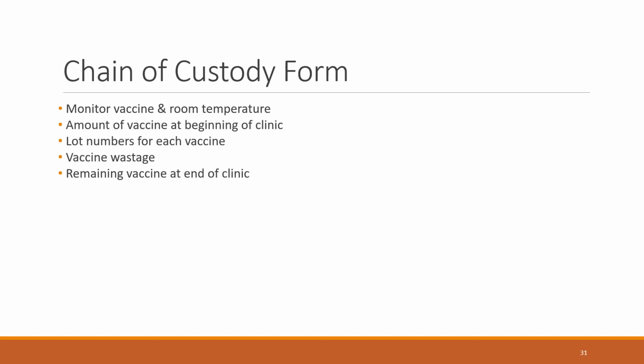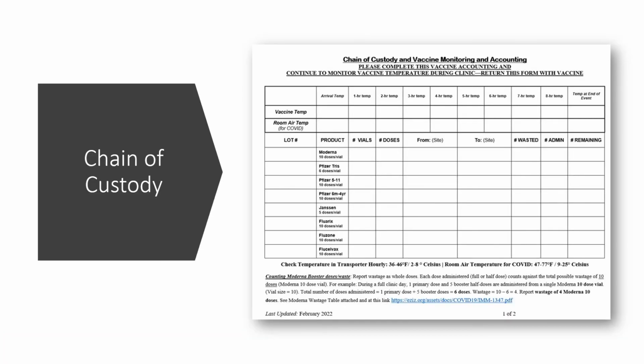The chain of custody form is the hourly documentation of the temperature of the vaccine in your custody and the room temperature, as well as how much vaccine you started and ended with, the lot numbers, and how much vaccine was wasted. We've talked about this once before, and this is what it looks like.